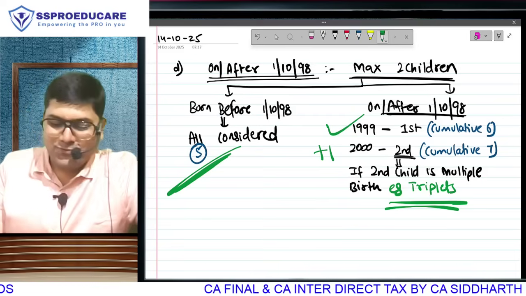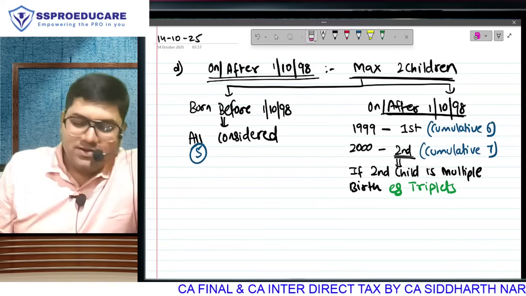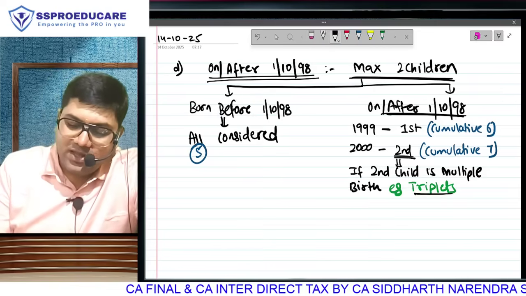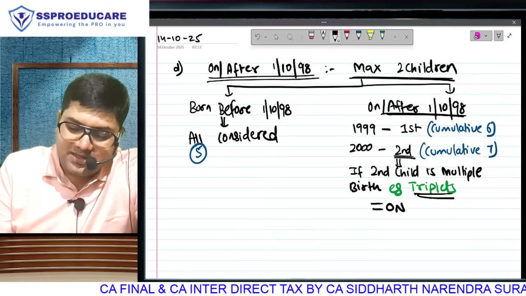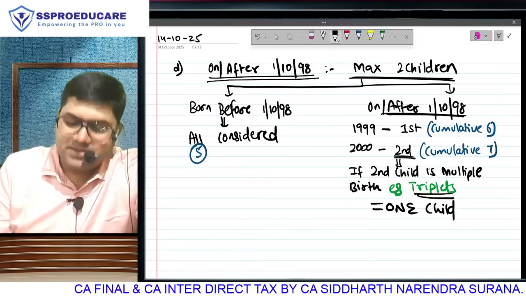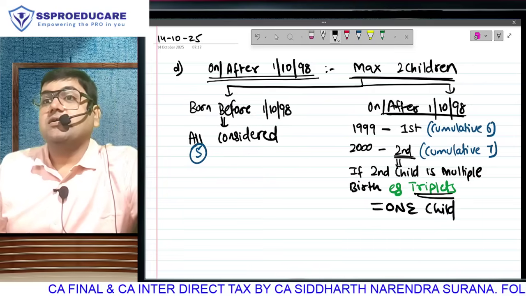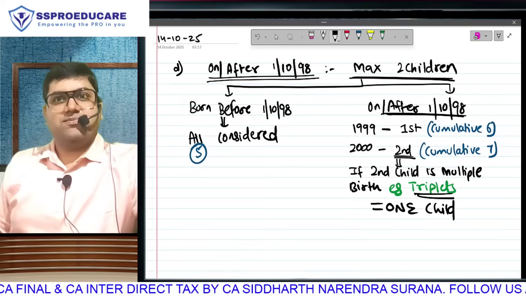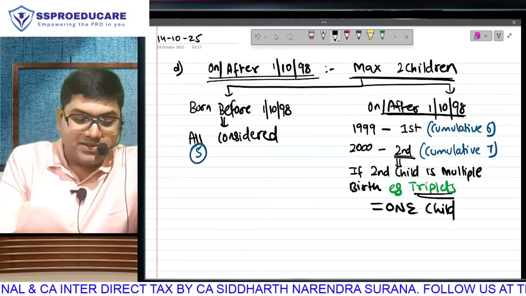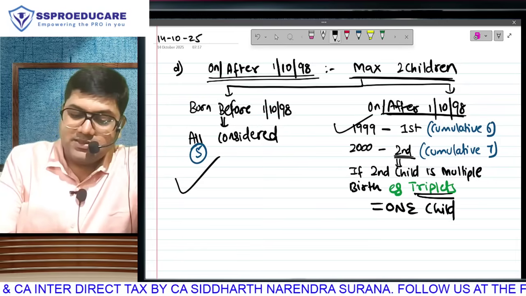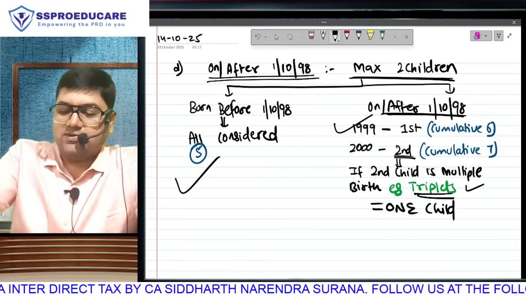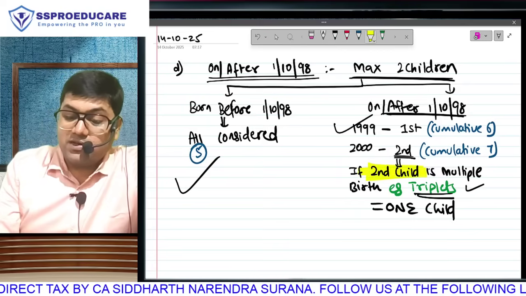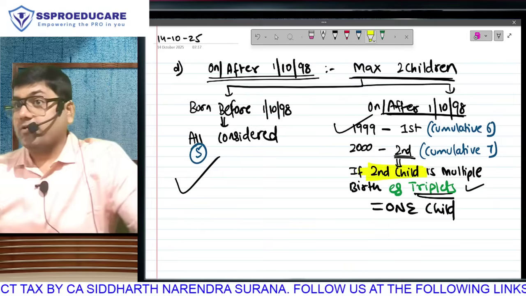It is somewhere your fault also. But legally, government believes it's not your fault. And therefore, if they are triplets, they will be considered as 1 child. Matlab Vishwaraj, all 3 ka ticket will be considered for exemption purposes. When I say all 3, matlab these 5 will also be considered. This will also be considered. And these 3 also will be considered. But the catch is, only if the second child, you have to be careful.